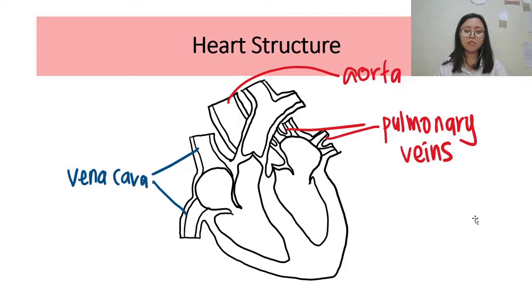Next, you have the vena cava. The vena cava are the main veins that carry deoxygenated blood from the rest of the body into the heart.